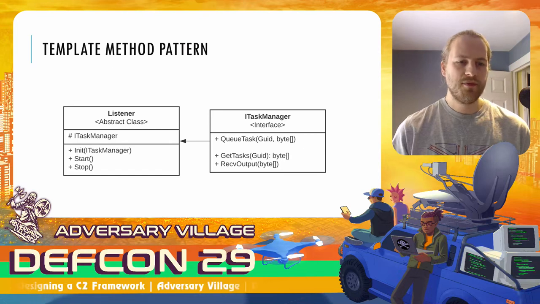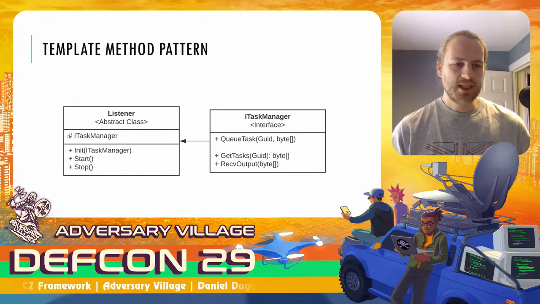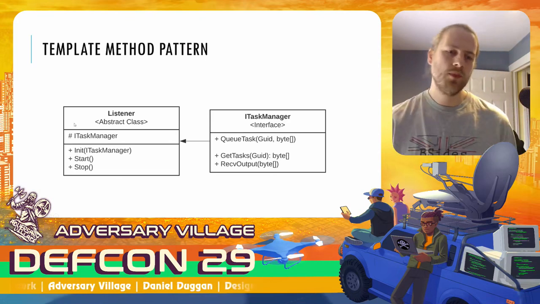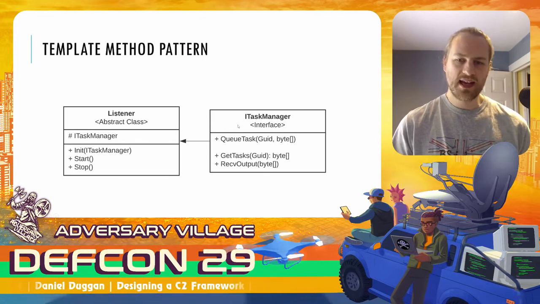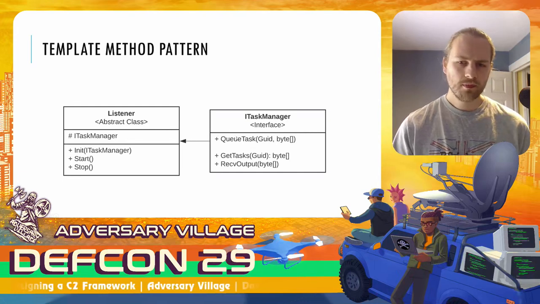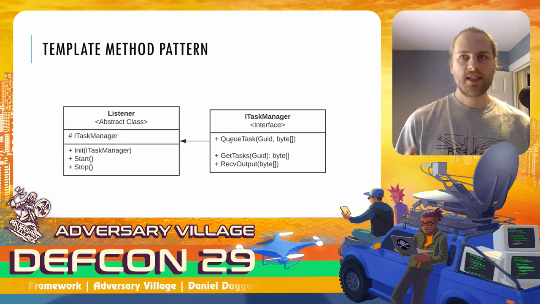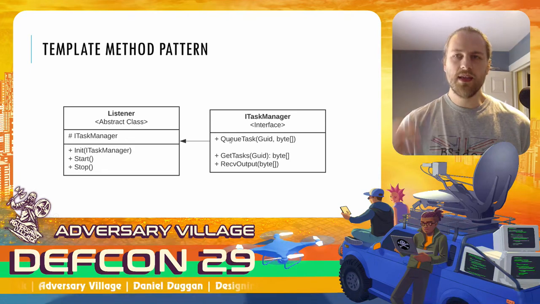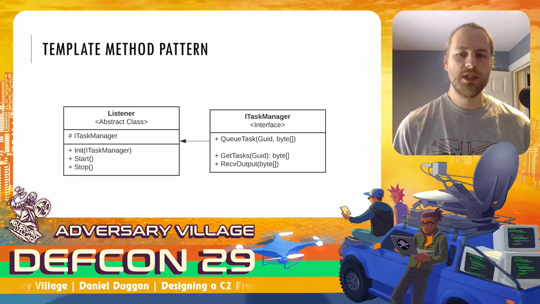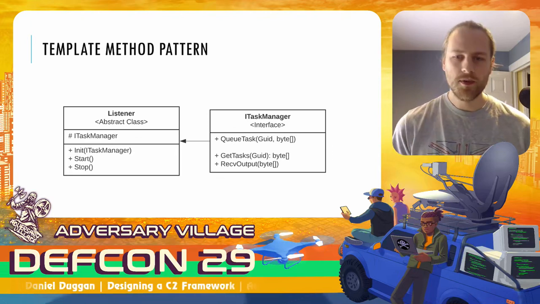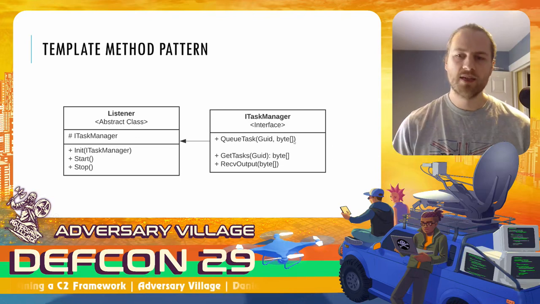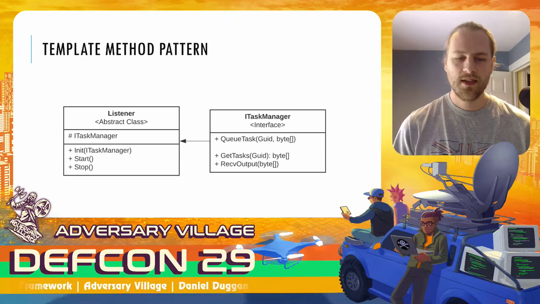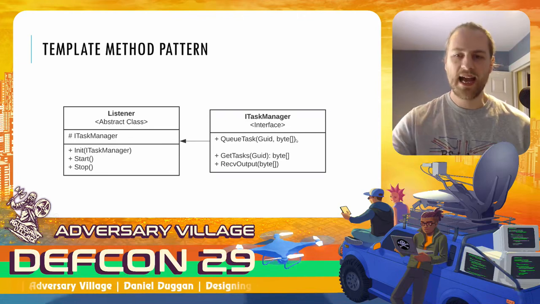I'm going to have a protected field at the top, which is an ITaskManager, and that is an interface that has these methods on it. So QTask is the method that an operator would use to task an agent. It would take in like a GUID, and I've just put a byte array, but this would be the implant task model.